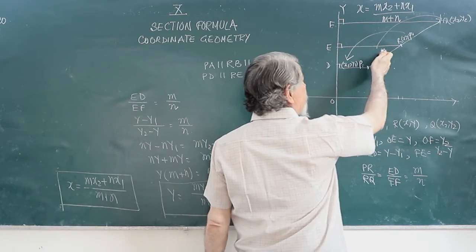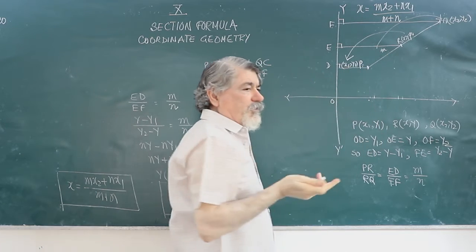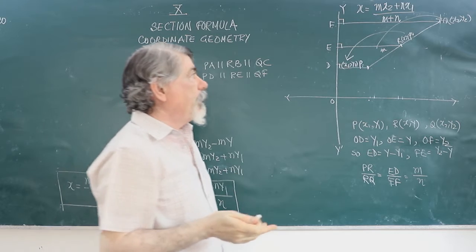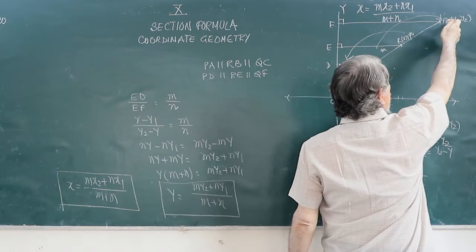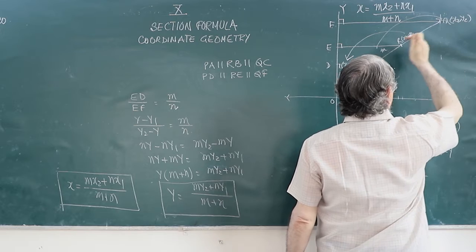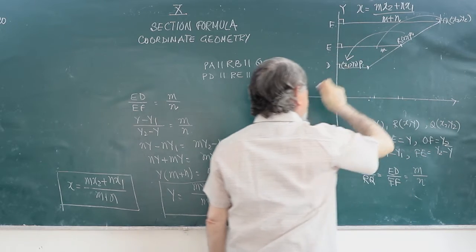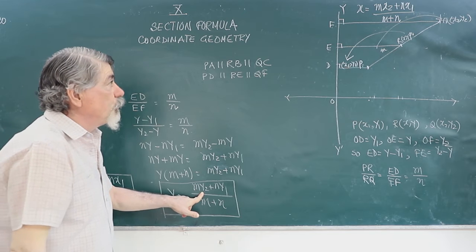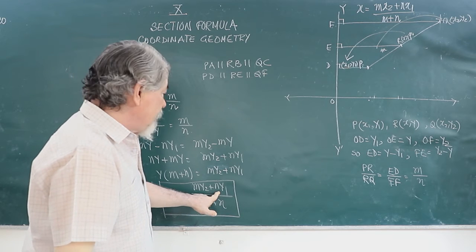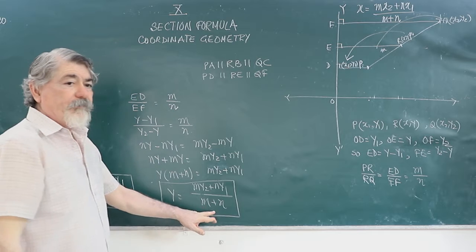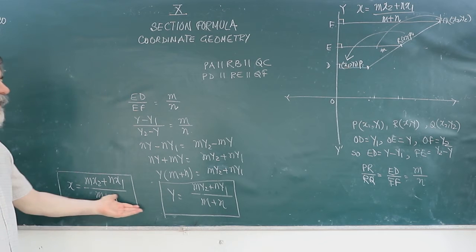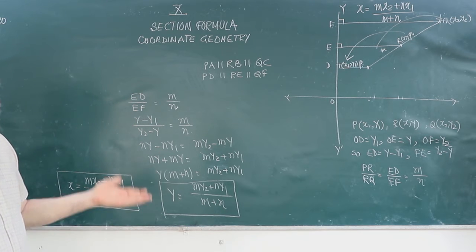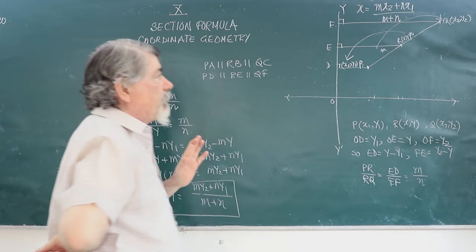Like m is not being multiplied by x1, y1. This is a way to remember. N will be multiplied on the farther side, x2, y2. Similarly, n will be multiplied at this side. You can see here also, the y-coordinate is (my2 plus ny1) upon (m plus n). In the denominator, we have m plus n in both places, and it is very simple to remember.